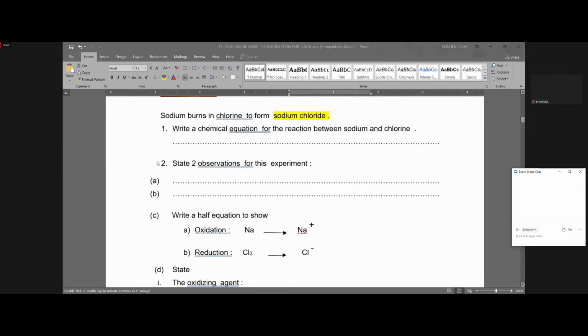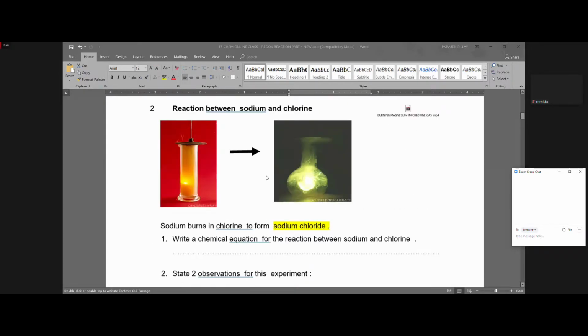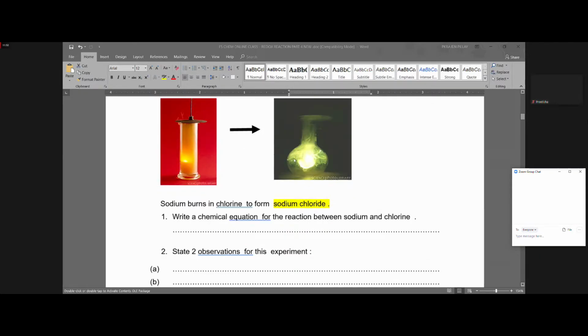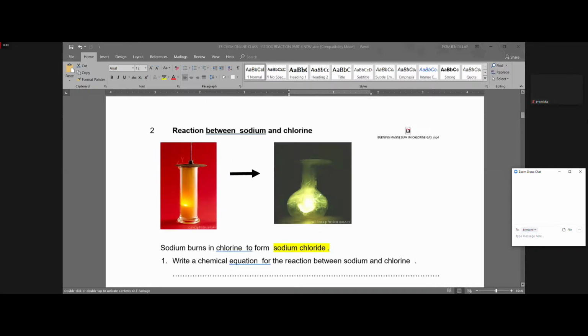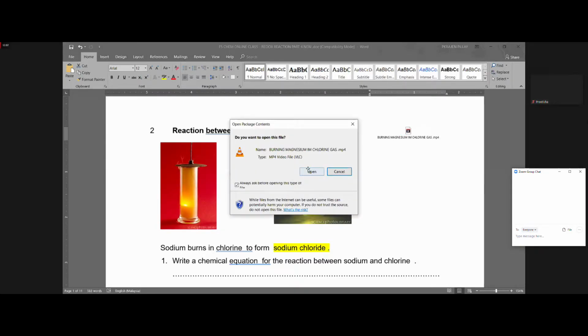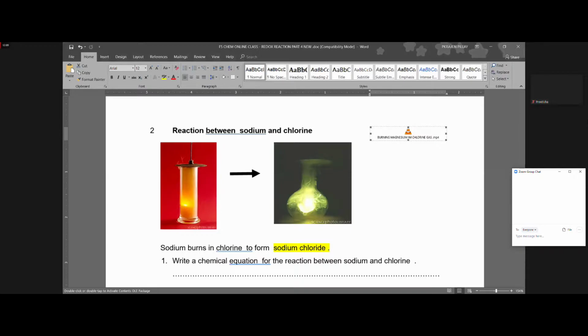You're going to write down 2 observations for me after viewing the video. You can see from this picture that one of the first observations will be that a very bright flame is formed, or there's a vigorous reaction. The second thing I want you to look out for is the product formed from sodium and chlorine. Ready? I'll share the video now. Wait 1 minute, let me share the video again.